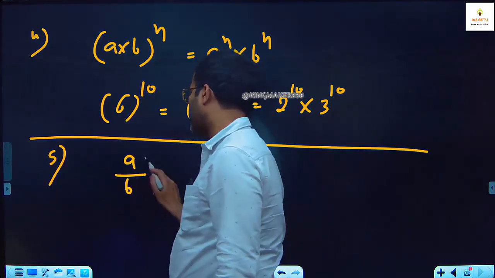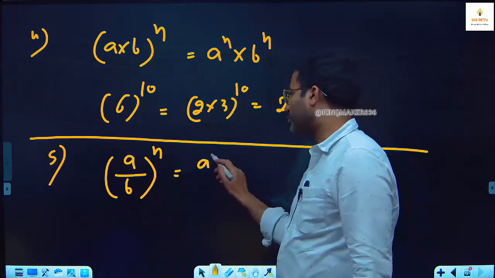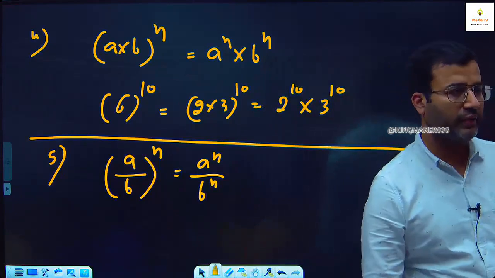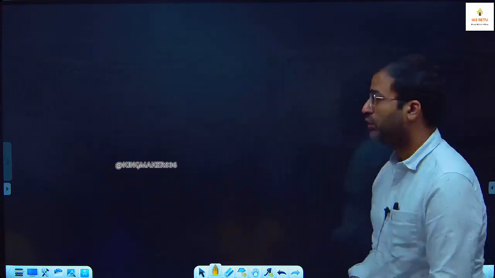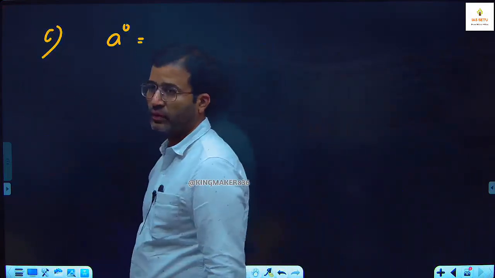(a/b)^n, so it is a^n upon b^n. a divided by b whole to the power n can be written as a^n upon b^n. Next, rule number 6, a^0 is 1.